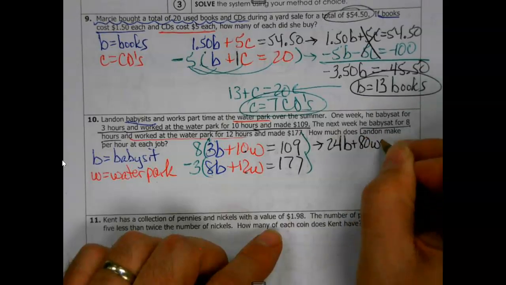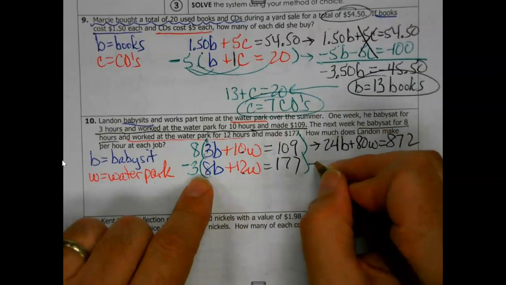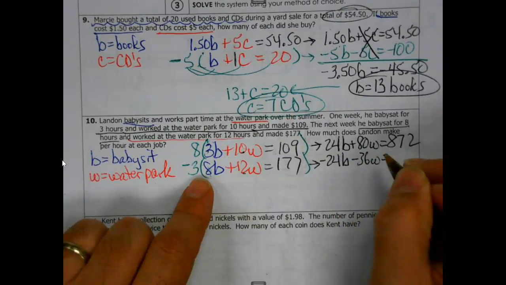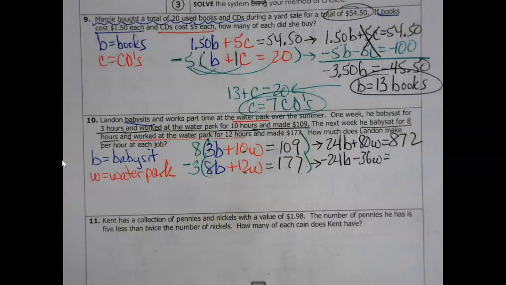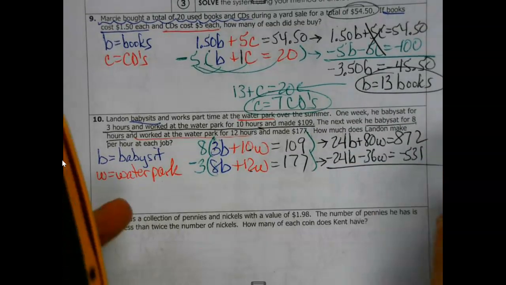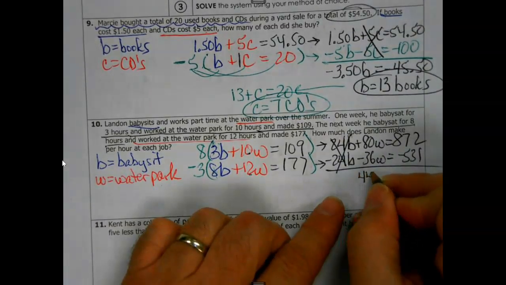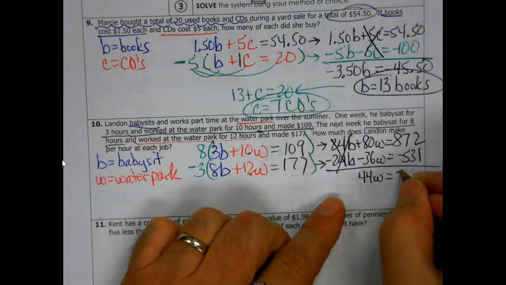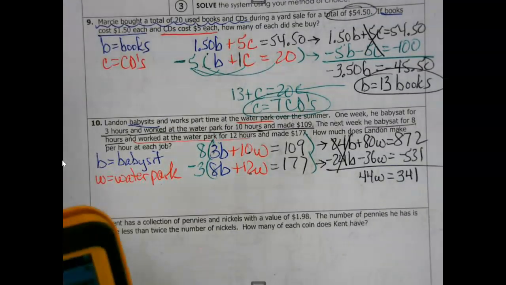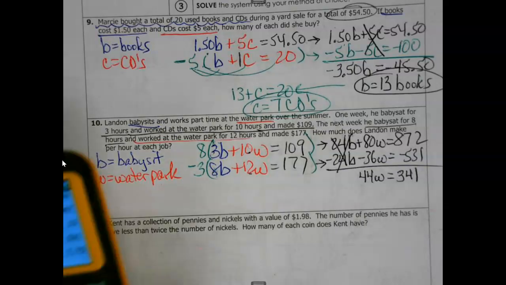And we're going to distribute that 8 on top. Ooh, that's a big number. And we're going to distribute that negative 3 on the bottom. Don't think I trust myself on that. Let's try. Oh, I was right. So the B's have gone away. $341 divided by 44.